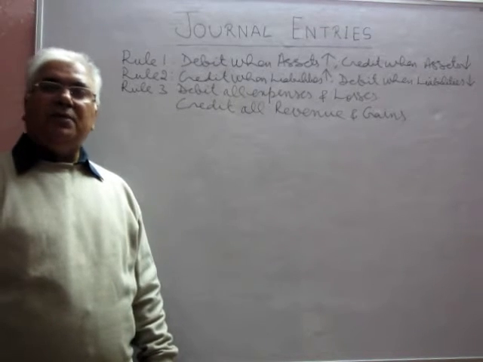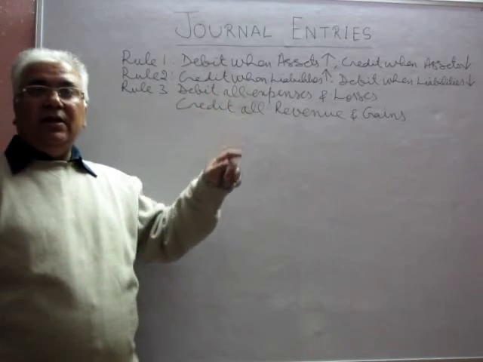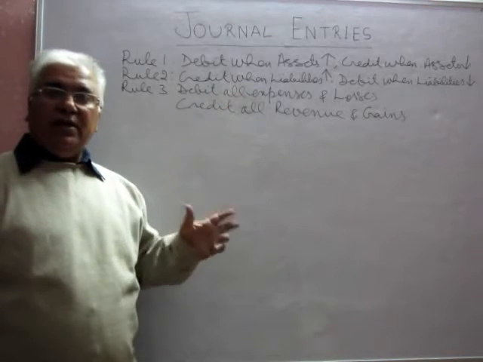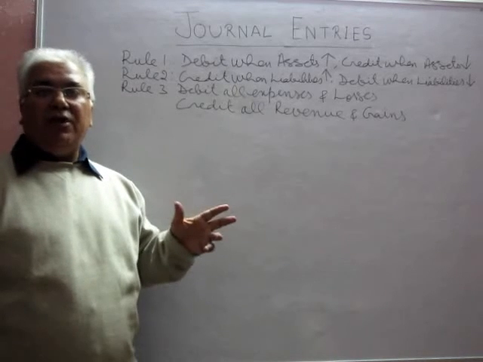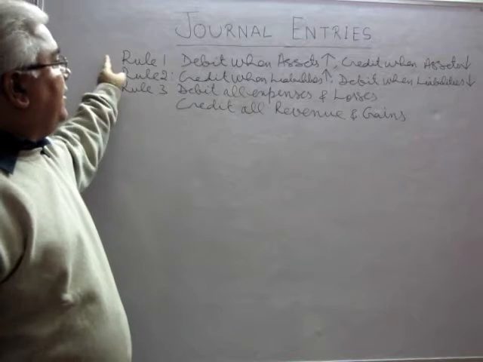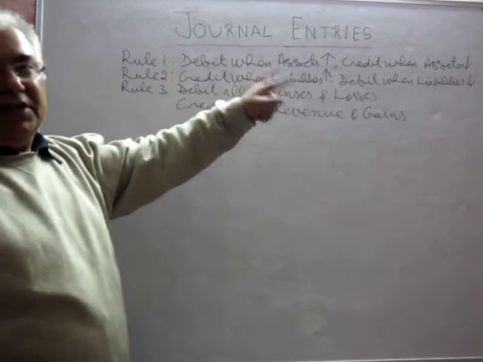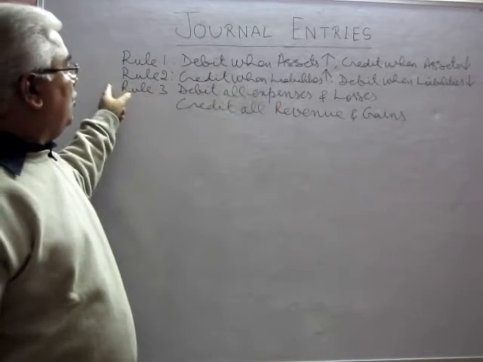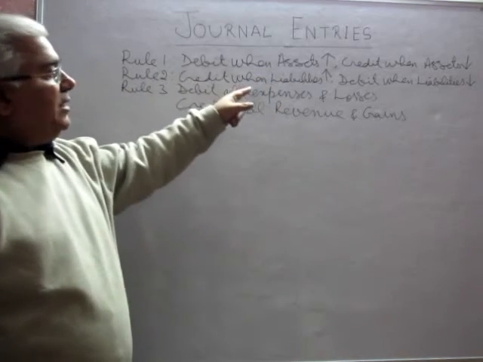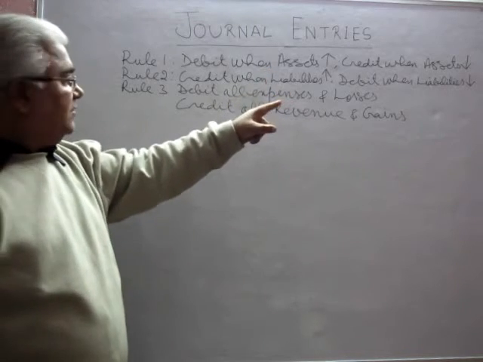Today I am going to explain the preparation of journal entries, and the rules followed for journal entries are based on the accounting equation. Rule 1: debit when assets increase, credit when assets decrease. Rule 2: credit when liabilities increase, debit when liabilities decrease.